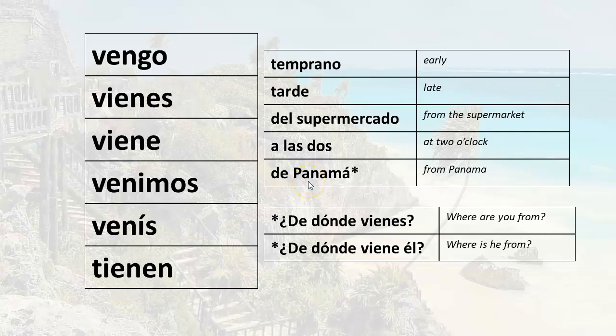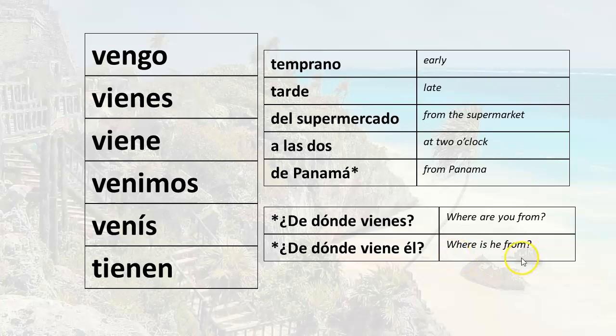If I say vengo de Panama, this means literally I come from Panama. If you translate vengo de Panama back to English, the meaning is I am from Panama. So we use venir and de plus a place to express in Spanish where you are from. Now, vengo de Panama is the answer to the question, ¿de dónde vienes? Where are you from? Literally, of where do you come? But it means in English, where are you from?